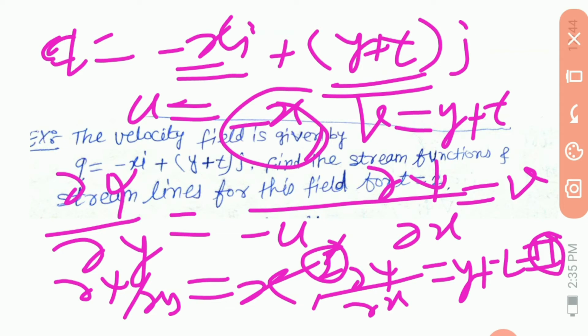So integrating this first with respect to y.